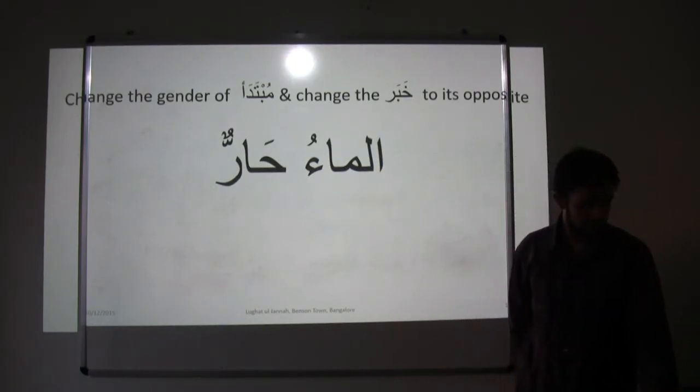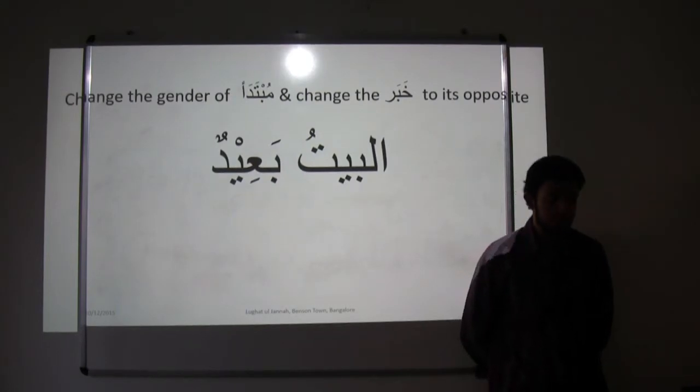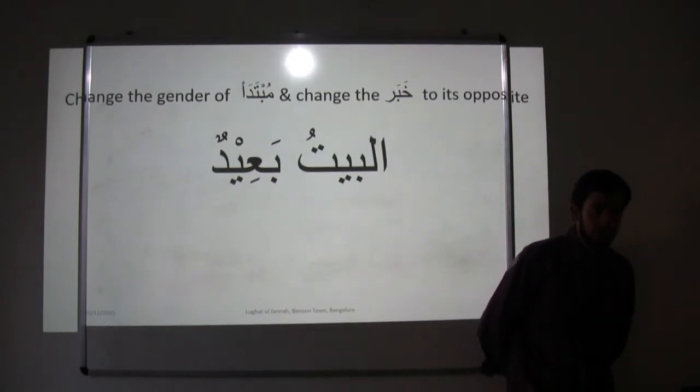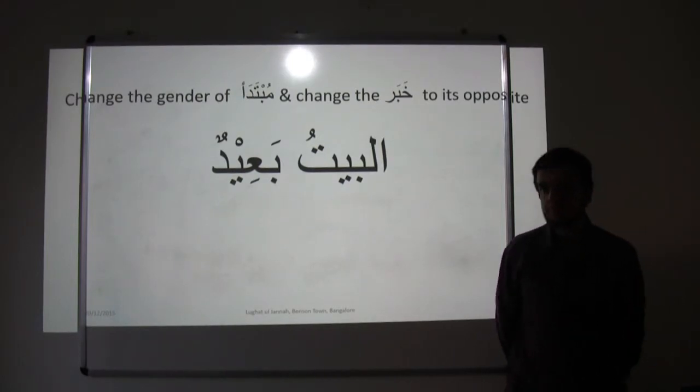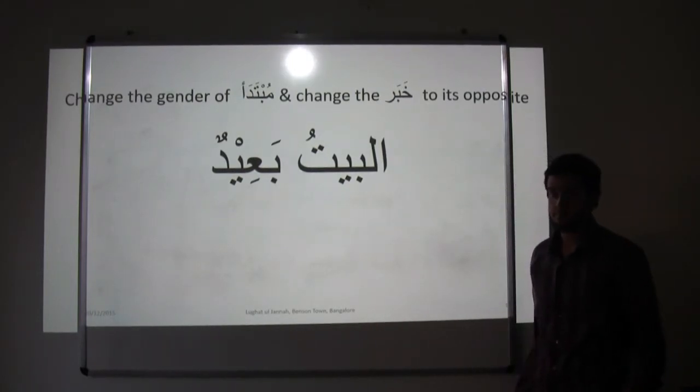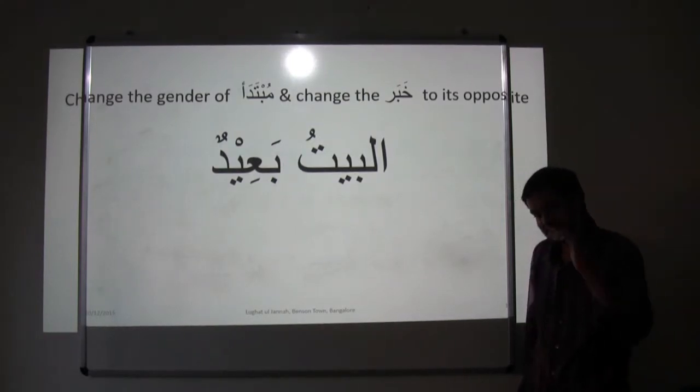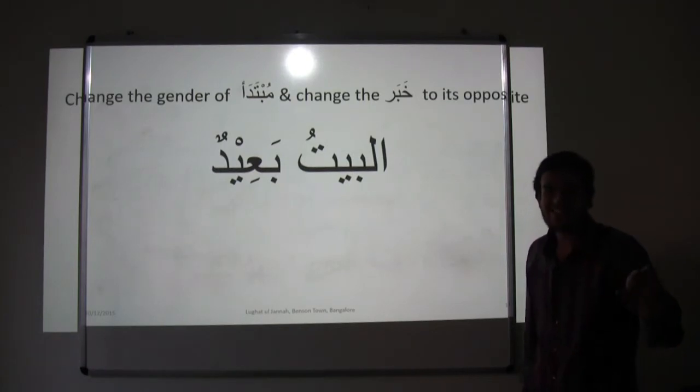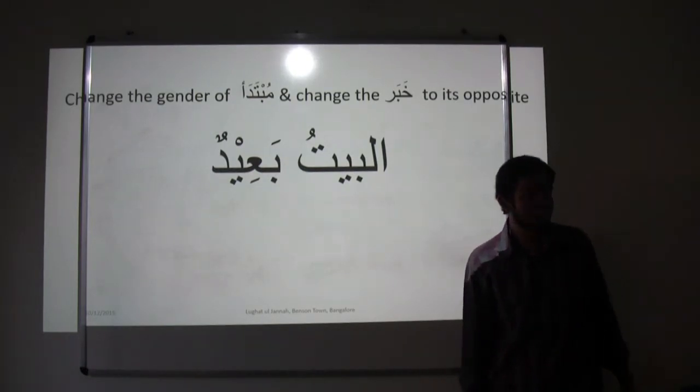Done? The next one. Simple. Use any of the two feminine buildings. You can use the word for Jamia as well. Sorry, university as well. Sorry. The word for university as well. Okay.